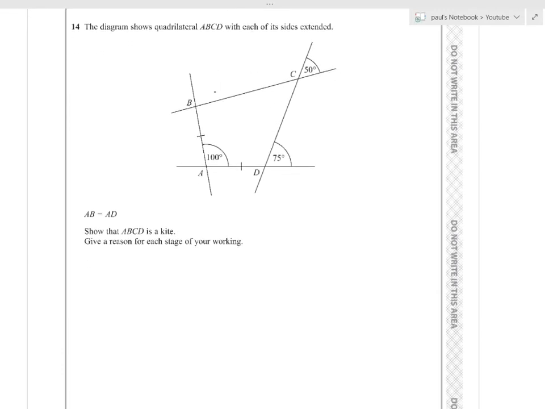The diagram shows a quadrilateral, so it does. Show that ABCD is a kite. To have a kite, this one and this one must be the same, okay? So, this one, ADC. ADC equals 180 minus 75, which equals 105. Yeah, because it's on a straight line. Give a reason: straight line.